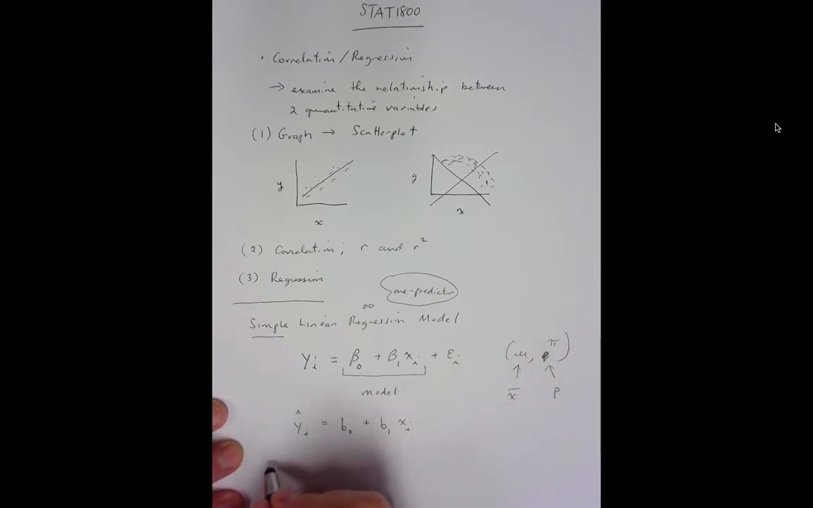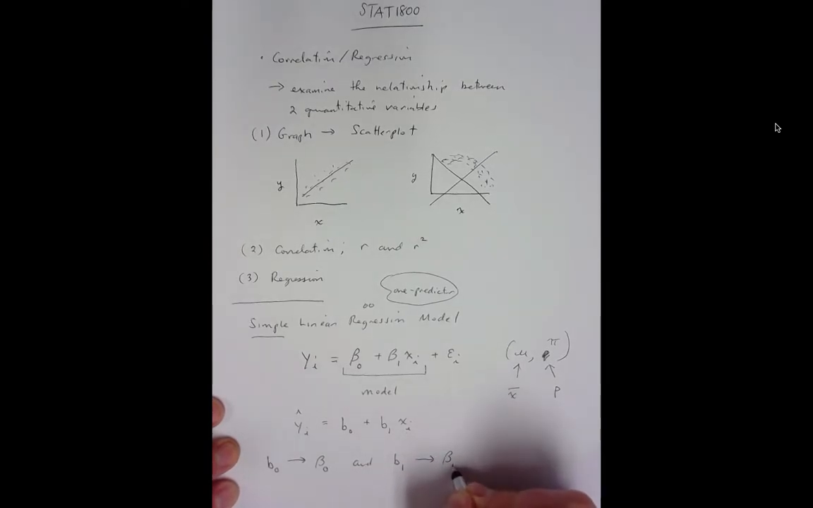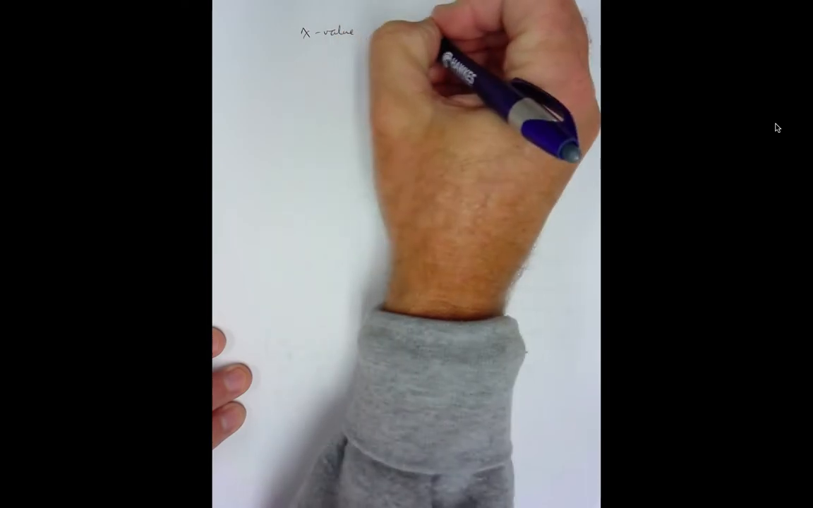Well, that's what we're doing here. We take a sample intercept to estimate the model intercept, the population intercept, and we take a sample slope to estimate the population slope. So this is the population intercept. This is the population slope. So we're ultimately, guys, we have some x value that we are using to predict a y value.